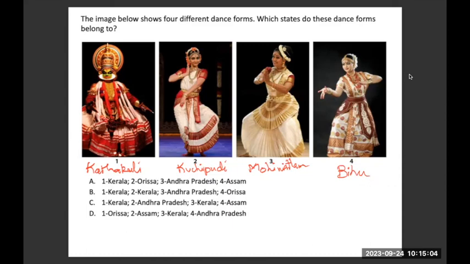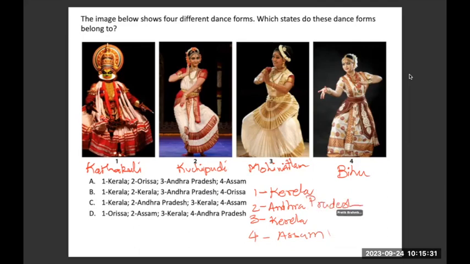Kathakali is seen in Kerala. So I just write here: Kathakali we find in Kerala. Kuchipudi we find in Andhra. Mohiniyattam again we find in Kerala. It's traditional to that area. And Bihu we find in Assam. So the combination of Kerala, Andhra Pradesh, Kerala and Assam is option C. Okay.